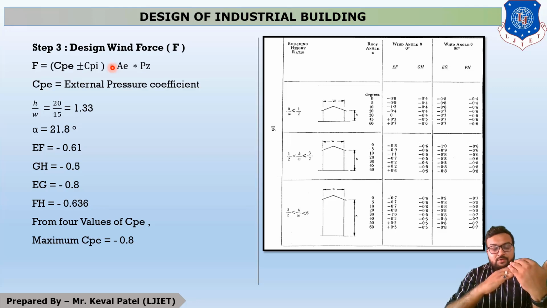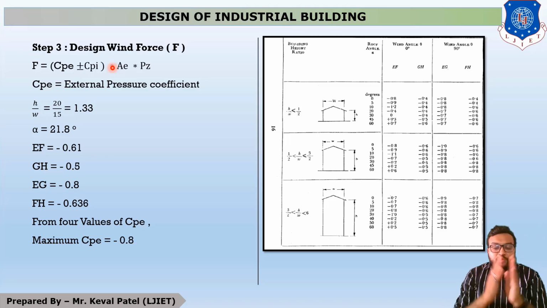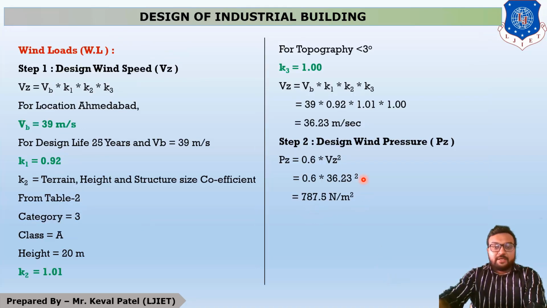Okay, wind is never acting like this. If wind is acting like this, then you have to consider the plan area, but wind always comes from the horizontal direction and acts on the slope area. So our A means half slope area. Now Pz, which is already calculated in our step number 2.